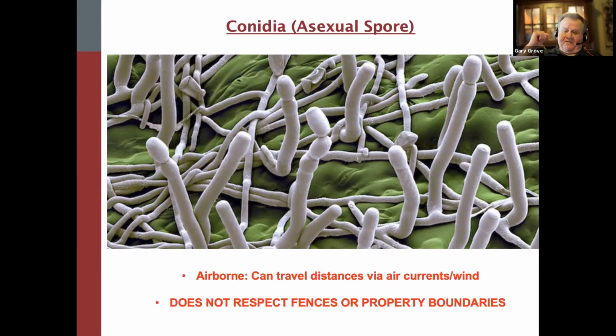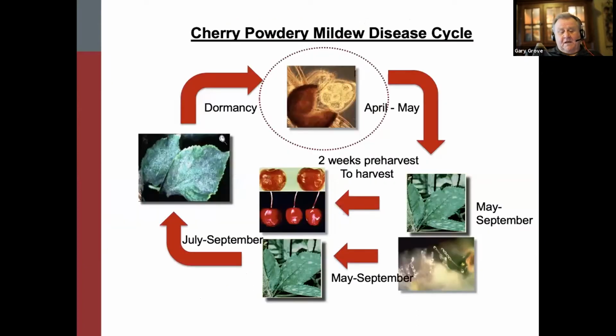In other words, if you have an infestation of mildew and you have a neighbor that has an orchard adjacent to yours, what's going on in your orchard vis-a-vis resistance because of this means of dispersal definitely applies to your next door neighbor.